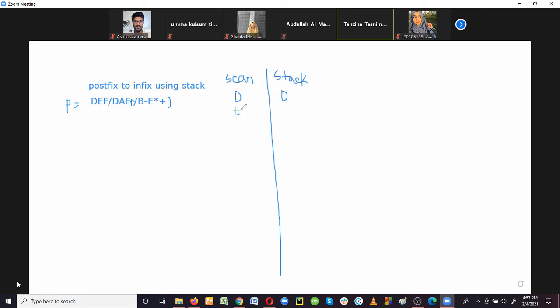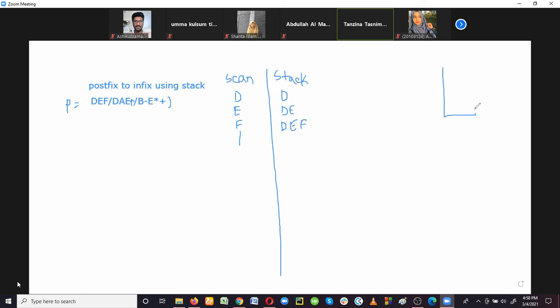After that we got another operand and we can add it after D. Okay, and we have another operand that is F. It will be also added to the stack D, E, F. And now we can see an operator comes here, right? That is division operator. So in this function the rule is, if you get an operator, just pop the topmost two elements from the stack and execute the operation or place that operator between these two operands.